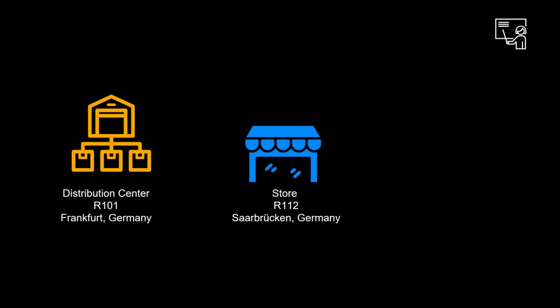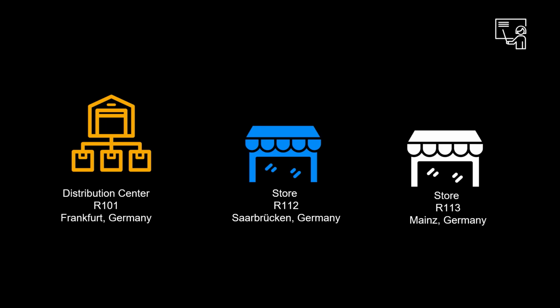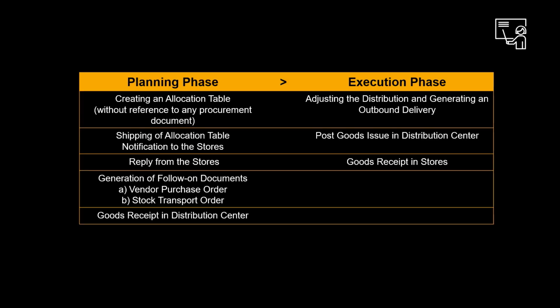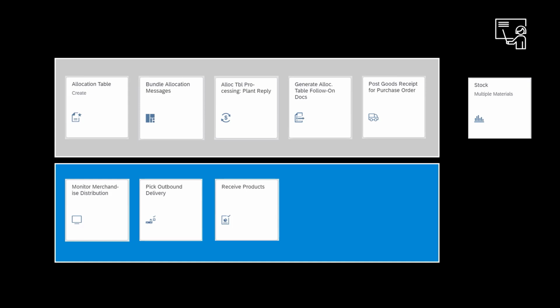In our demo, we run a small retail chain. Our distribution center, R101, is located in Frankfurt. We have 2 stores, R112, located in Saarbrücken, and R113, located in Mainz. For simplicity, we will use one product only, MRMDFT1ART1. Push-based cross-docking consists of both a planning phase and an execution phase, each with several process steps. We will take you through both phases, step by step, utilizing several different Fiori apps. Let us get going.